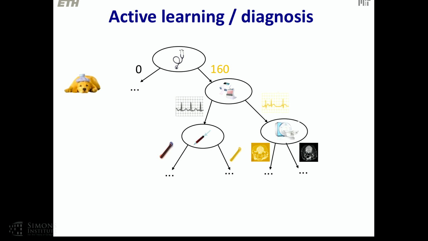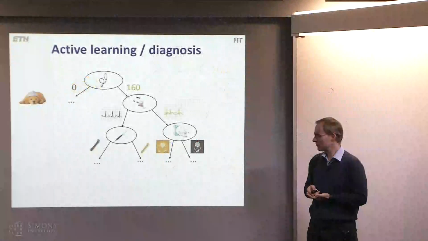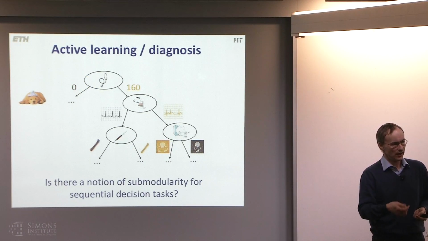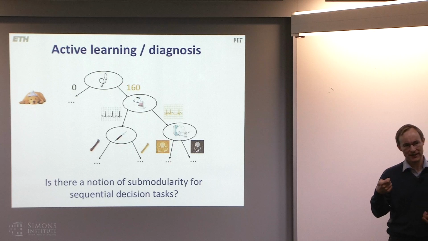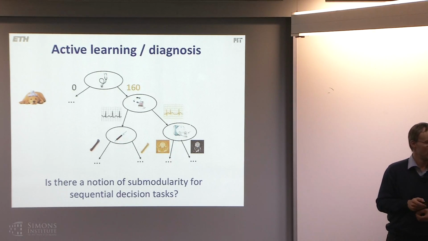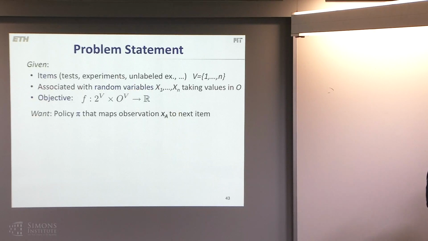Right? It's similar to, if you think about active learning, right? You pick an unlabeled example, get to see the label. Depending on the label, decide which next element to pick. Okay? Now it's sort of like a subset selection problem, but we somehow want to take interaction into account. And the question is, is there some notion of submodularity that we can apply to these types of sequential decision problems? It turns out there is.